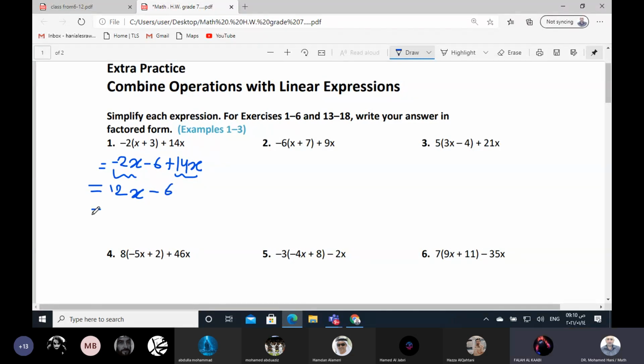This is the last answer, yes? This is the last answer as a simplification. But we want to continue to factored form. What is the GCF between 12 and 6? It will be 6. Then 12x divided by 6 will be 2x. Now minus 6 divided by 6 will be minus 1.